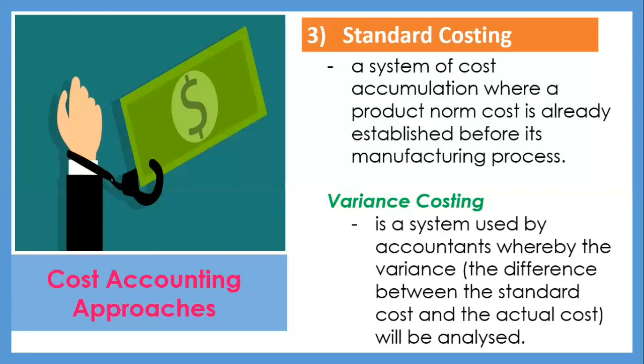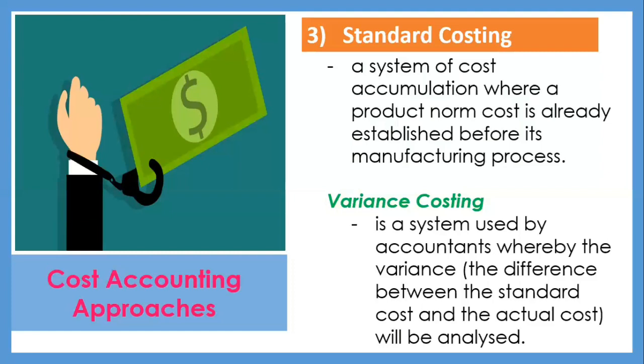Variance analysis is a system used by accountants whereby the variance, or the difference between the standard cost and the actual cost, will be analyzed. Variance analysis can be made on direct materials, direct labor, and factory overhead. Standard costing can be applied to either job order costing or process costing. And this will be discussed in chapter 13 of our textbook.